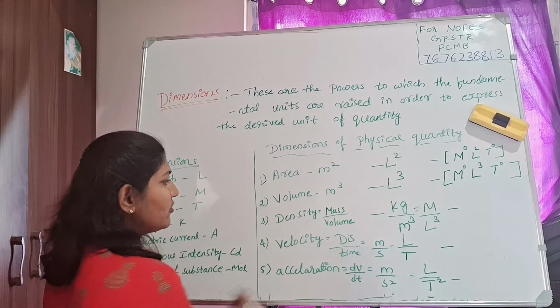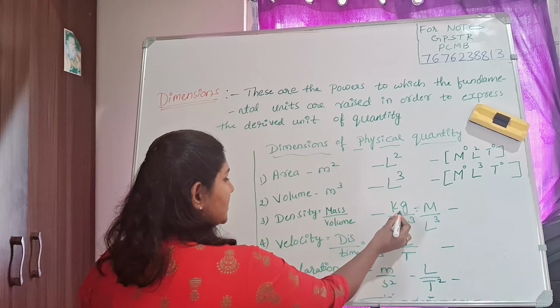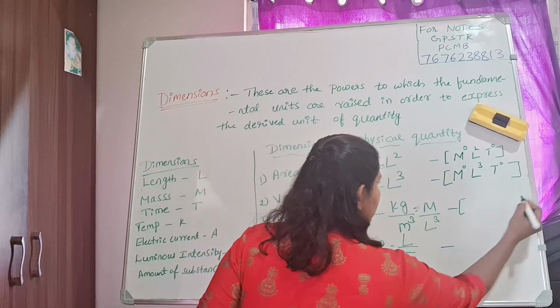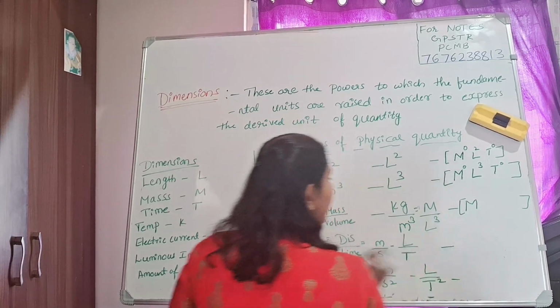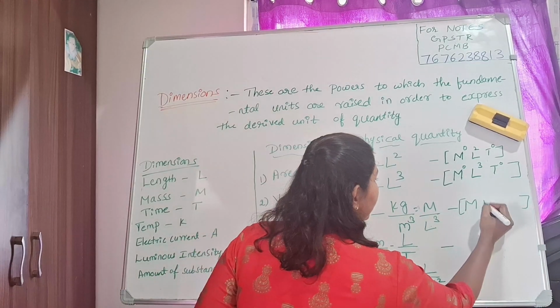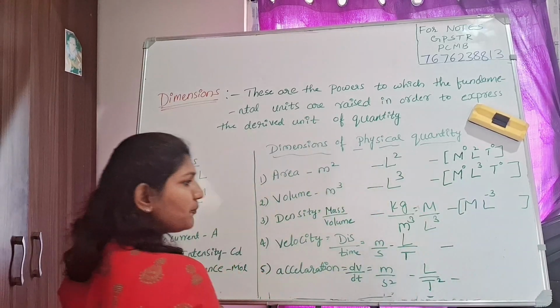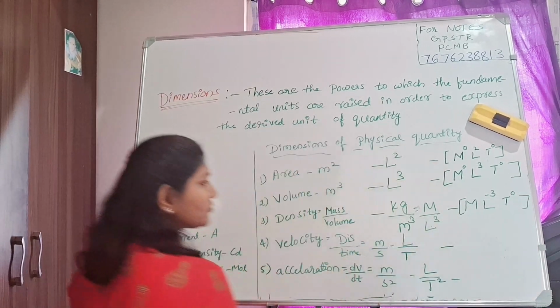And density, what is the formula? Mass by volume. Mass is kg, volume is meter cube. So we got M for mass and L cube, so it is M by L cube. How will you write 1 by L cube? L raised to minus 3. Then there is no time, so you write T to the power 0.